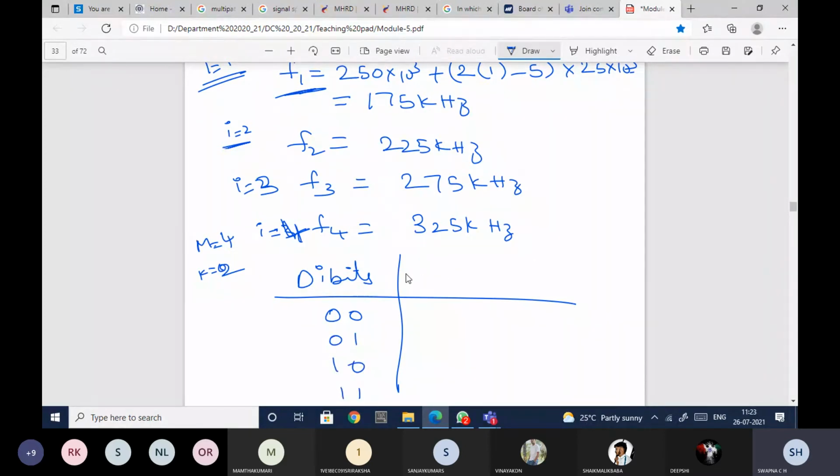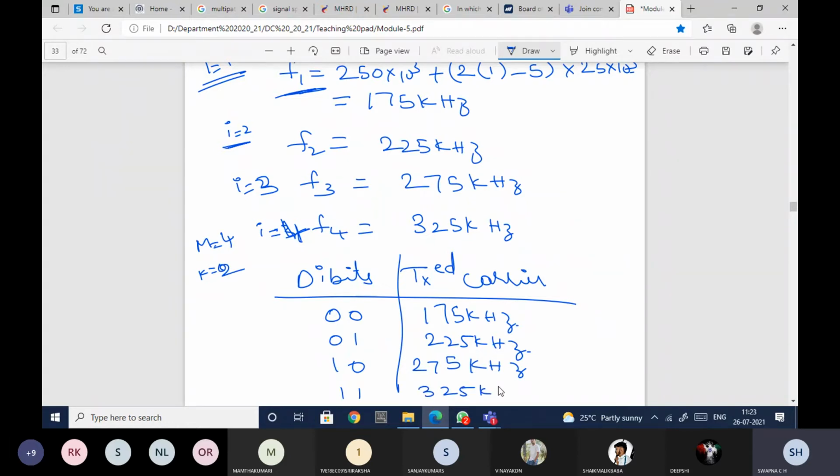Okay, so I need to mention what the transmitted carrier is. If it is 00, I'll assign it to 175 kilohertz. If it is 01, I'll assign it to 225 kilohertz. If it is F3, I will assign 10 to 275 kilohertz. If it is F4, I'll assign 11 to 325 kilohertz.